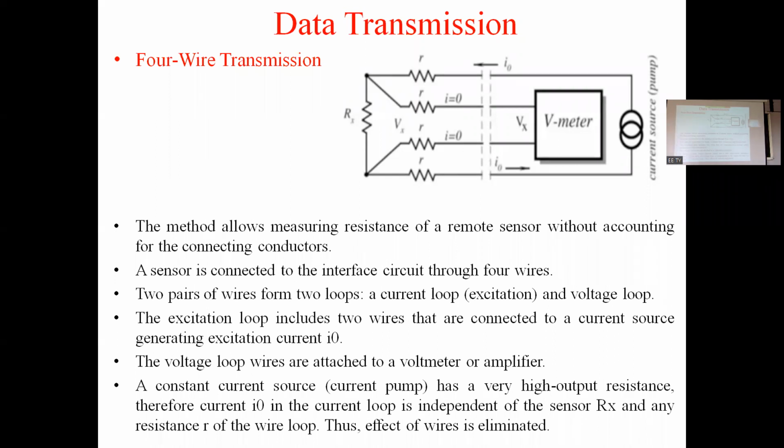Some of the resistance may be needed. So this method is used to measure the resistance of a remote sensor without accounting for the connecting conductor. What is the meaning? This four-wire data transmission method is used to measure the resistance of a remote sensor without accounting for the connecting conductor. This four-wire system is used to measure the value of resistance for a remote sensor.